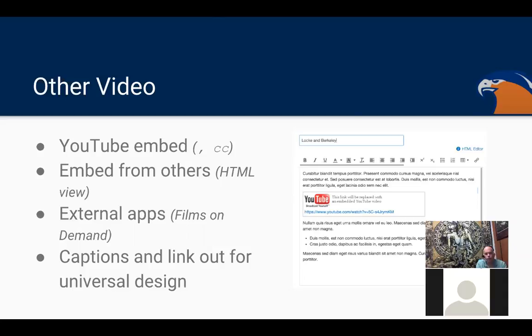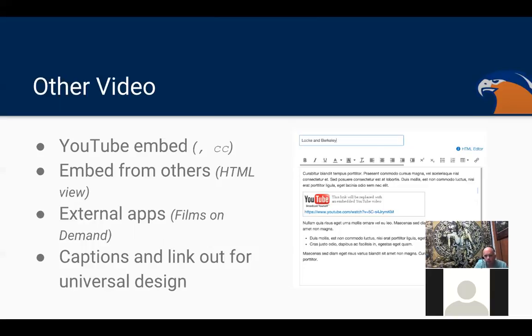And again, for universal design, it's important that you caption the videos or make sure they're captioned. We talked about that with YouTube. With Films on Demand, it's possible to find captioned videos, and they're mostly captioned. It's also a good idea to include a link out to the page where the video is from. This is done automatically with YouTube, but not with other sources. The reason is that if something is wrong with the browser window or the way the video is playing, students can open the link in a new browser window.